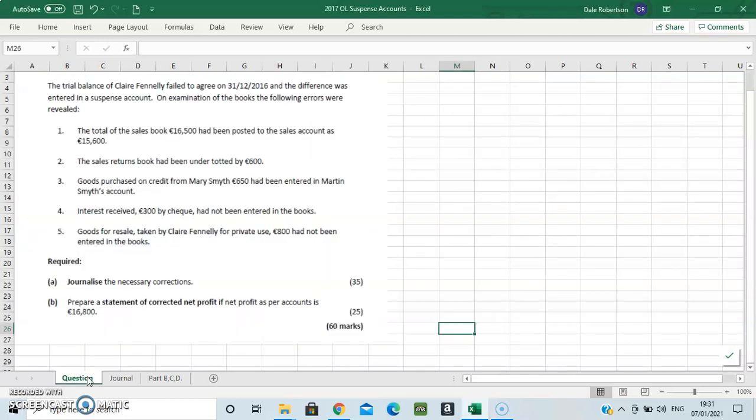Okay, we're going to have a look at the 2017 ordinary level suspense account question. Again, you have a trial balance failing to agree, and the difference, whatever that hidden number is, entered into a suspense account. On examination of the books, the following 5 errors were revealed. We're going to correct these errors, enter those corrections in the general journal, and then we're going to correct the net profit, which currently is standing at 16,800, but will be different when we do our corrections.